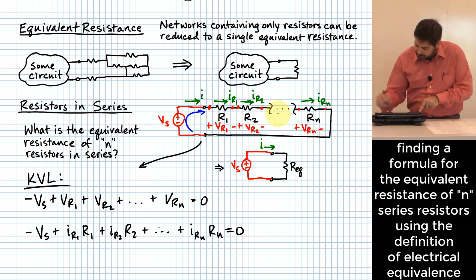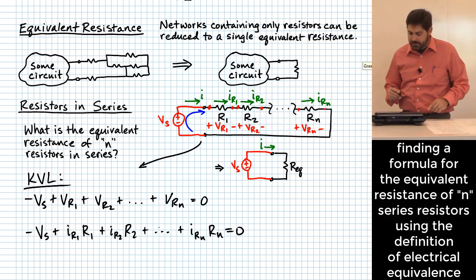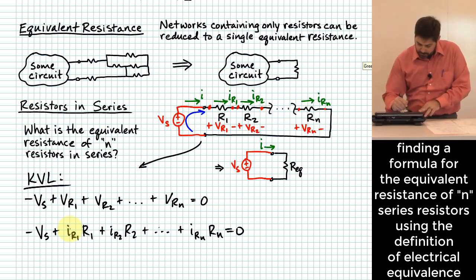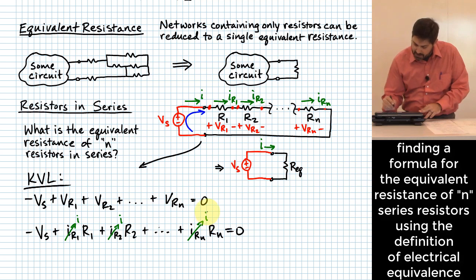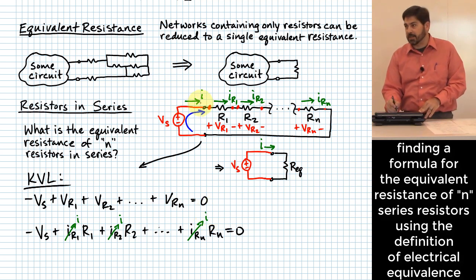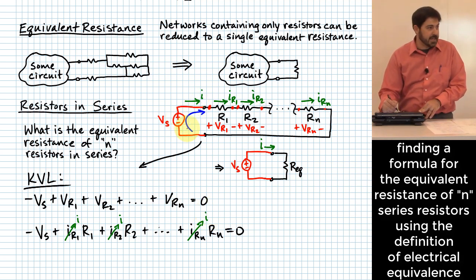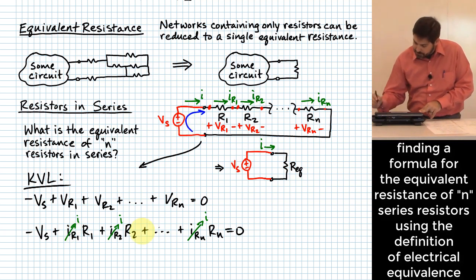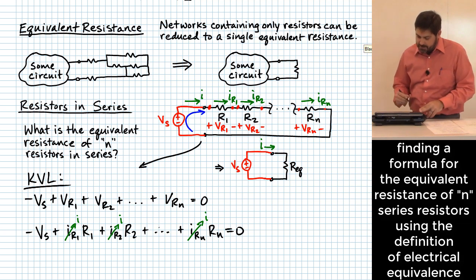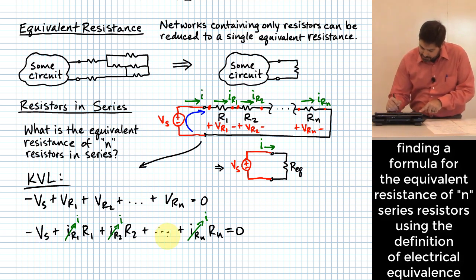So instead of calling these IR1, IR2, and IRN, I can notice that each of these is just going to be equal to I, the same I that I identified right at the beginning of the problem when I put my Vs across all of this. So if all of those are I, I can do a couple of things here. I'm going to move Vs to the other side of the equation, and I'm going to factor out all of my I terms.